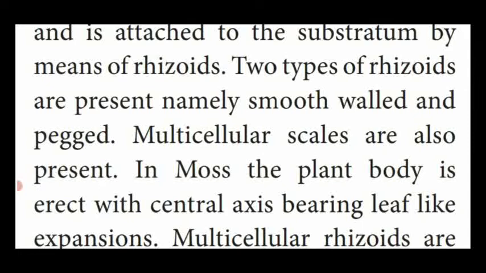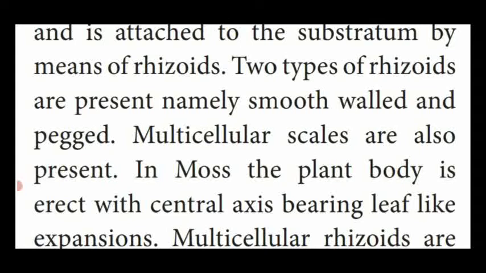Scales, for example, in yam, the outer surface is brown in color, dark brown, along with mud. When you peel it with an instrument, the outer surface is peeled out. That is said to be scales. Like scales, the bryophytic plants also have scales made up of many cells. That is said to be multicellular scales.